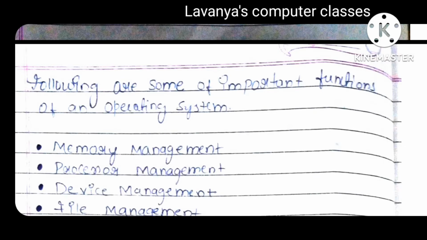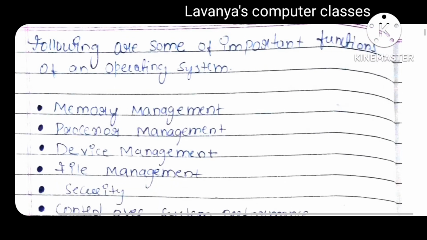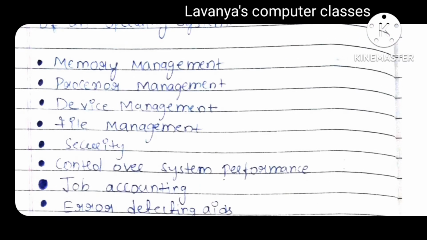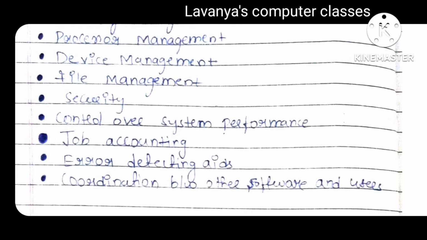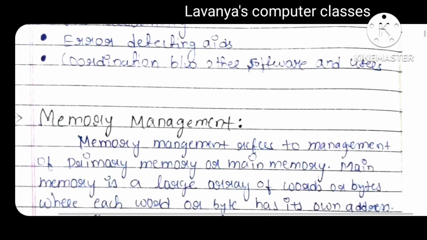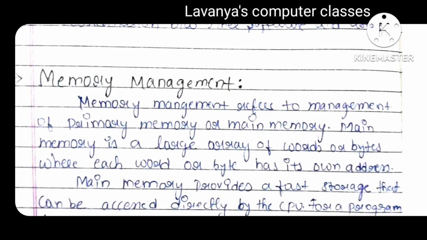And these are the functions of operating systems: memory management, processor management, device management, file management, security, control over system performance, job accounting, error detecting aids, and coordination between other software and users. And now the explanation of all the functions, starting with memory management, how the operating system works as memory management.